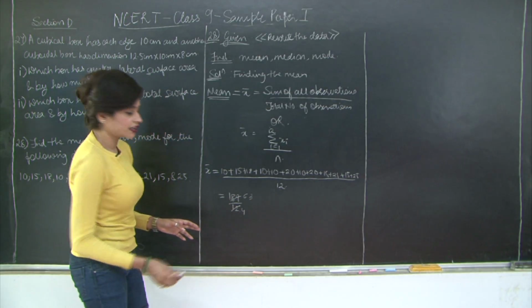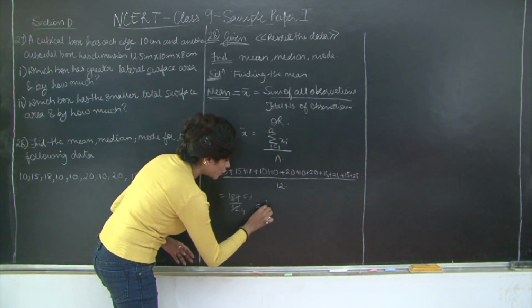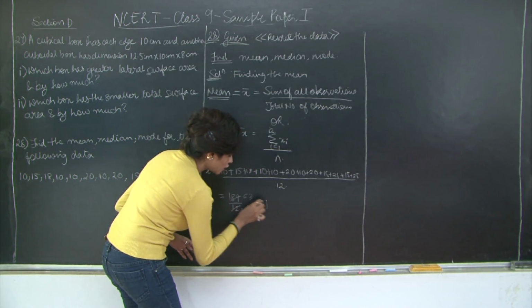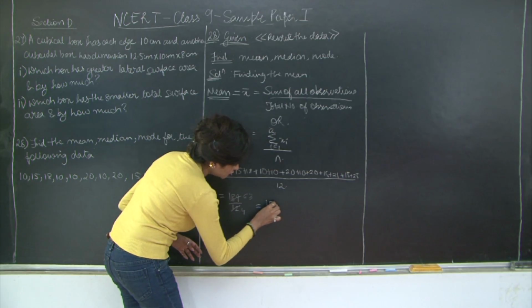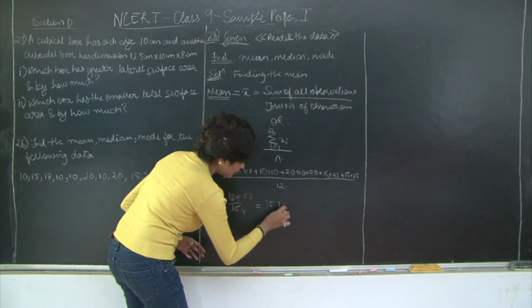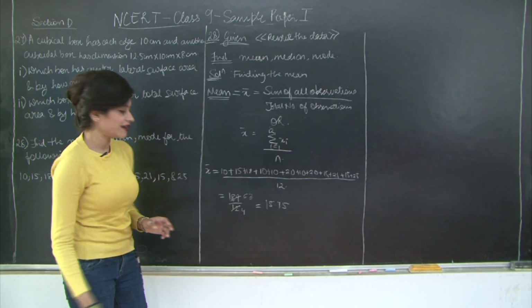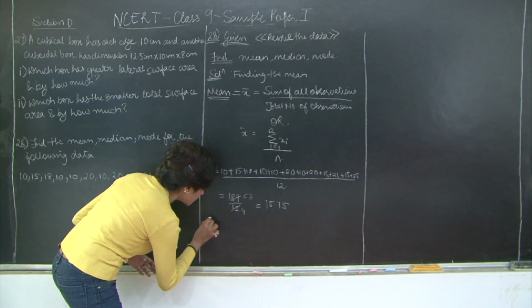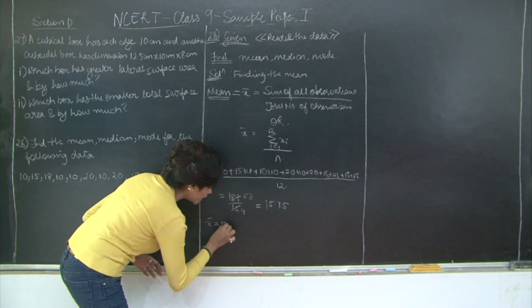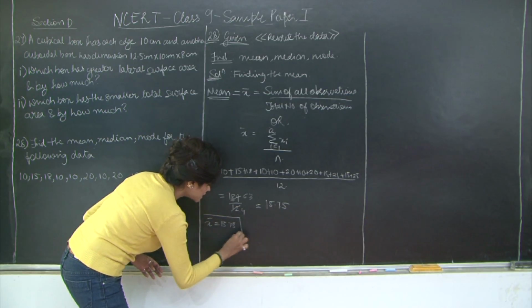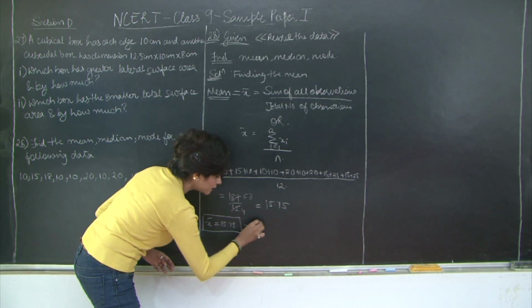and 63 divided by 4. So this would be 4 ones are 4, 5, 6, 4 5s are 20, 4 7s are 28 and 4 5s are 20. So 15.75 is your mean. So I'll say x bar is equal to 15.75.